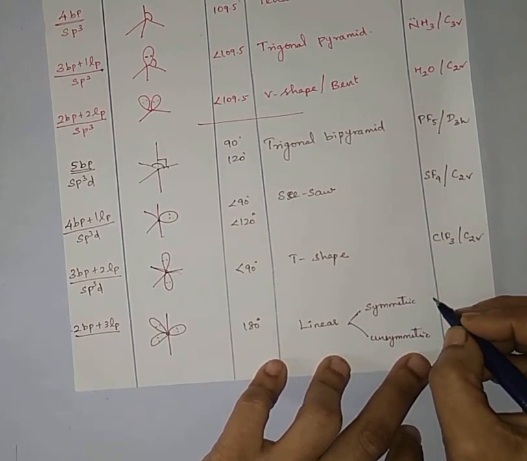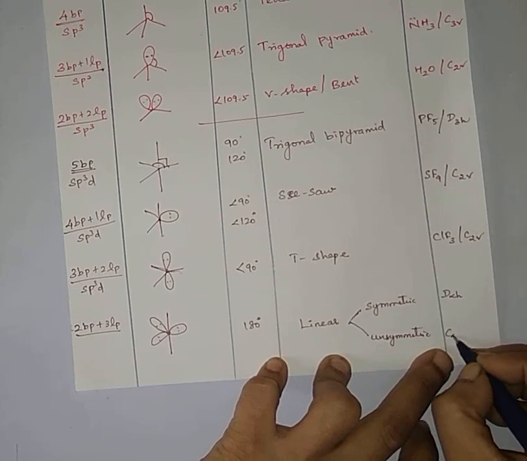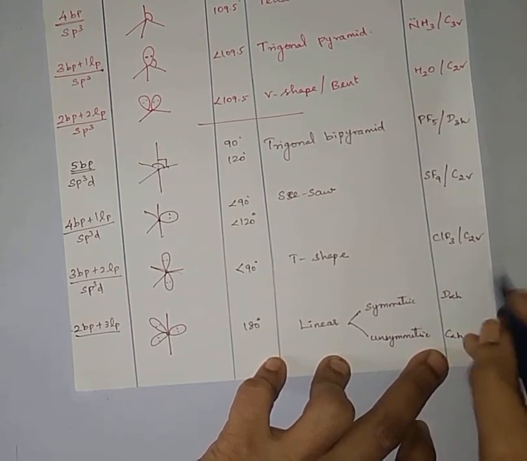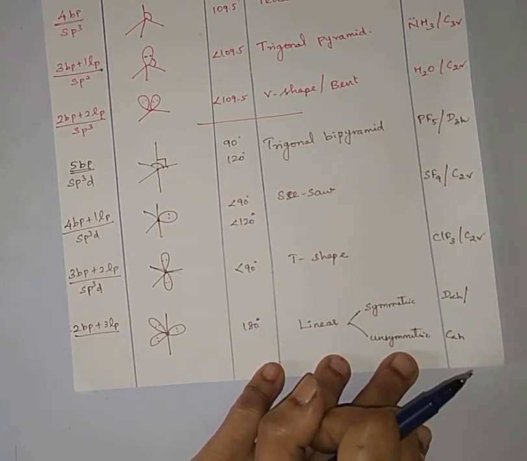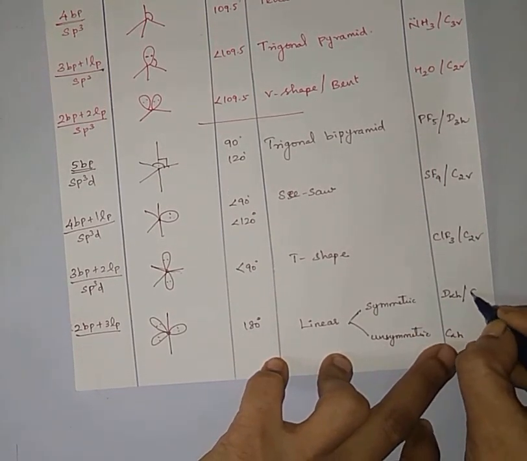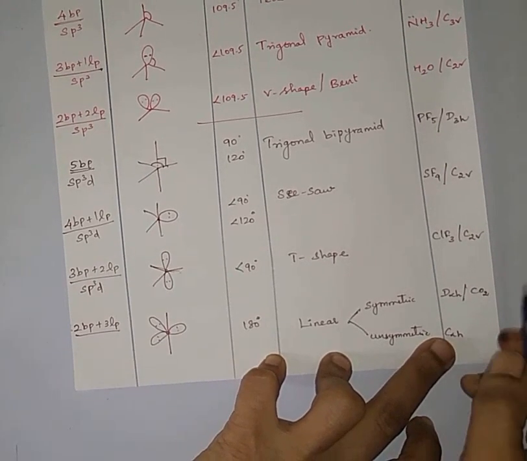If it is symmetric, the point group will be D infinity h, and C infinity v for unsymmetric. What is an example? Symmetric means both the atoms will be the same. Then that is CO2 we can write. I don't have space, so I'll write one, CO2.